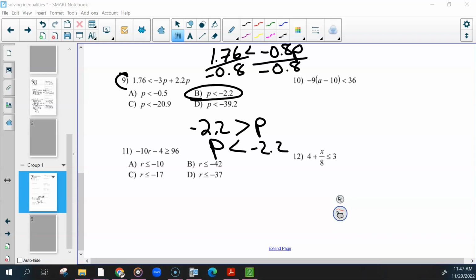This back page does not tell you to graph it or to do the interval notation, but I would say do it anyway for good practice.